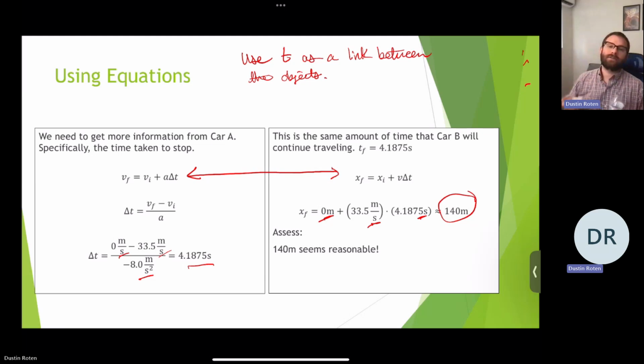So this last step is always useful. Once you get an answer, do take a moment, think about it, and make sure it's actually going to make sense. So as far as this problem goes, 140 meters seems to be about right.